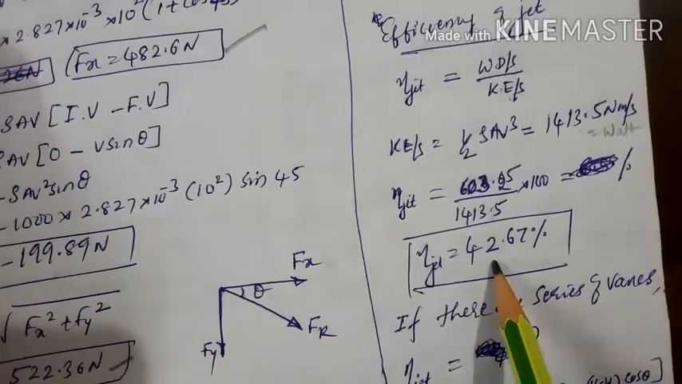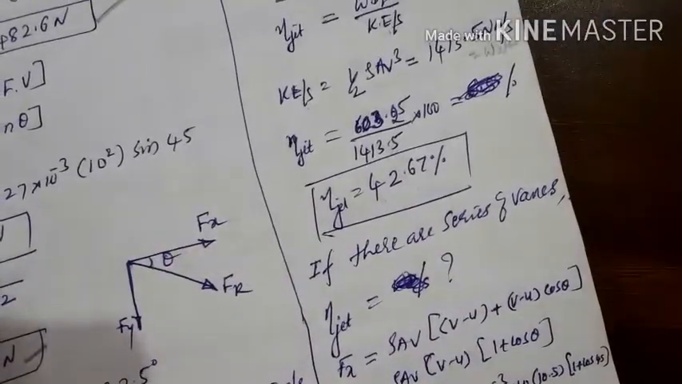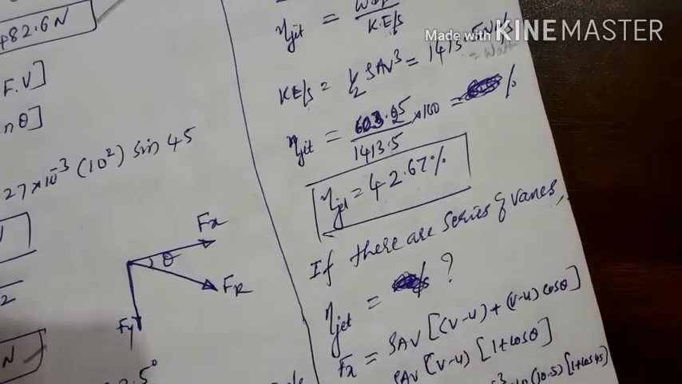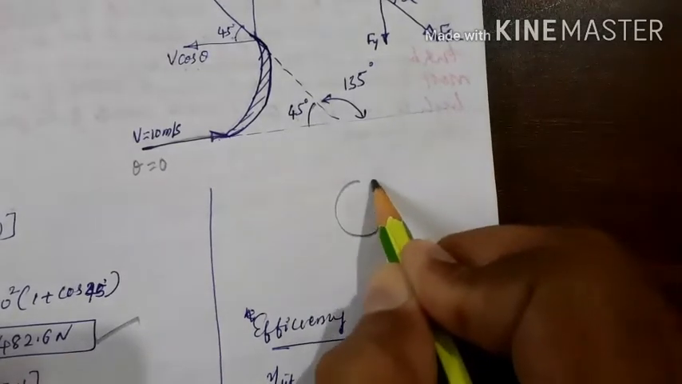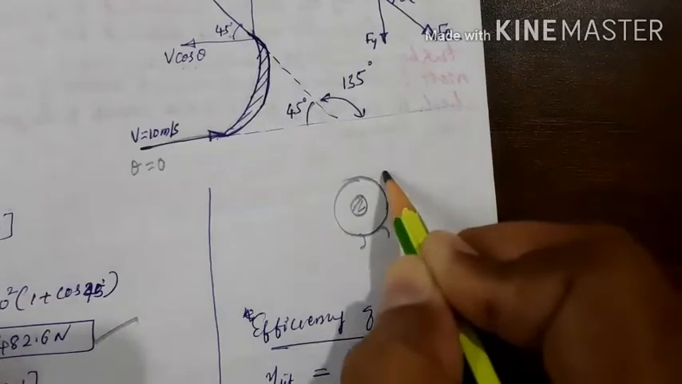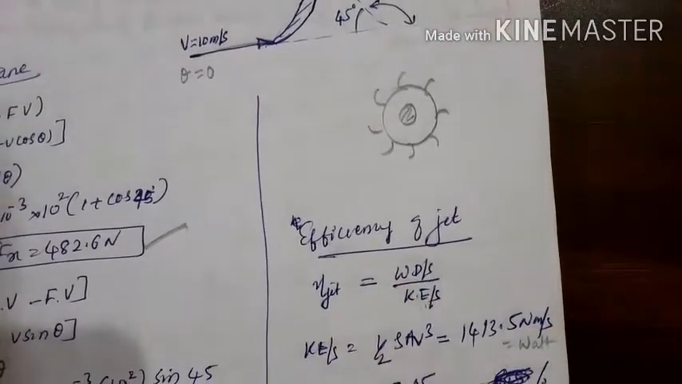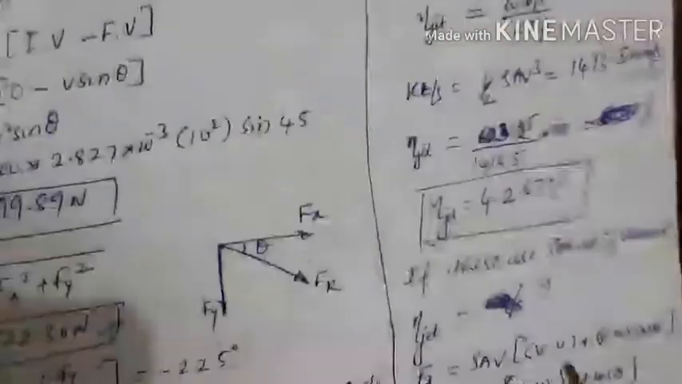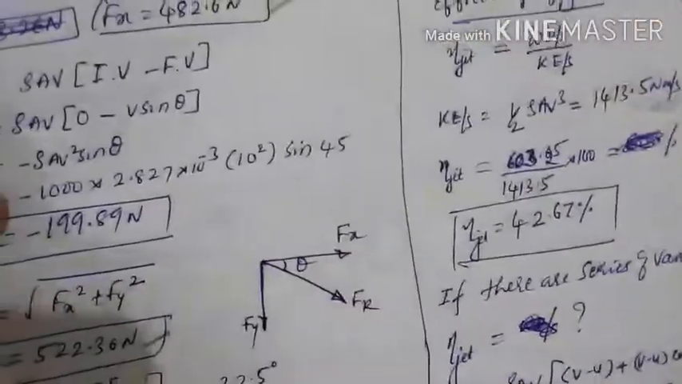So what they ask in the problem is, if a series of vanes is present, like this is the impeller, this is the shaft, if a series of vanes is present like this, what could be the change in efficiency, that is the question. And this efficiency we have calculated is for a single vane present over the impeller. If a series of vanes is present, what is the change we get here?